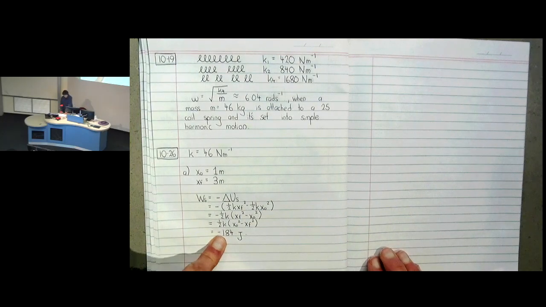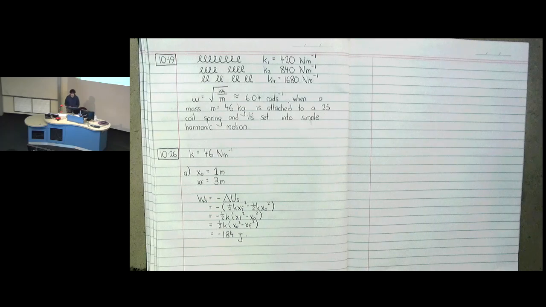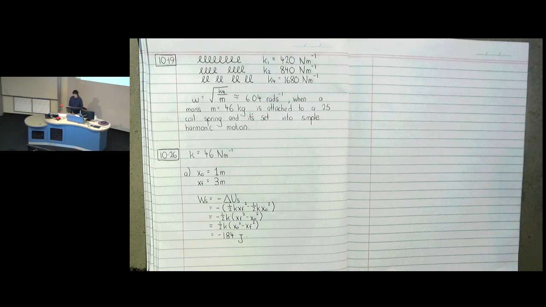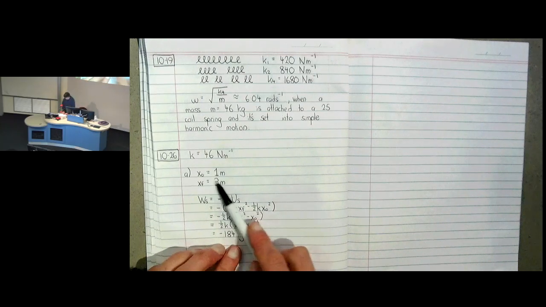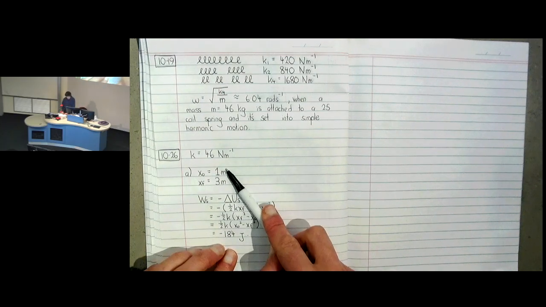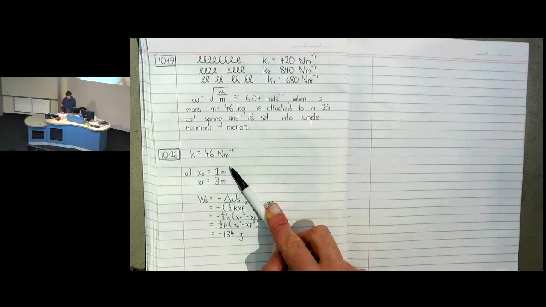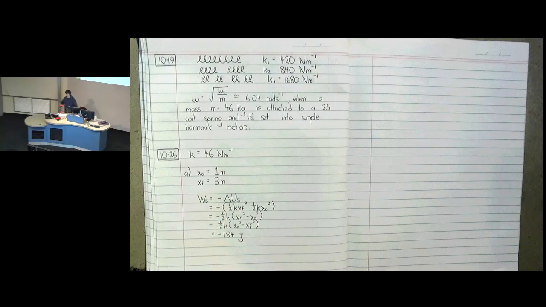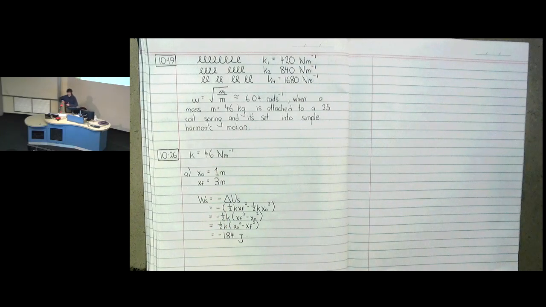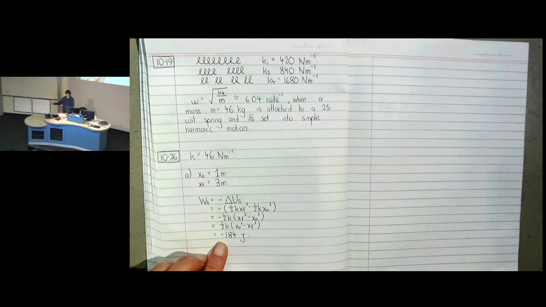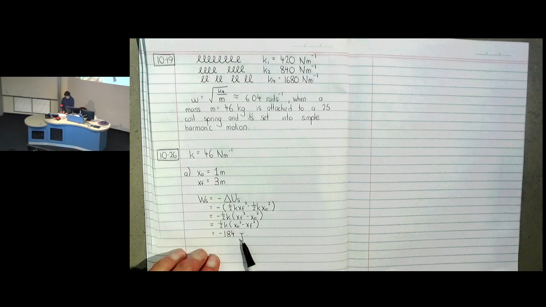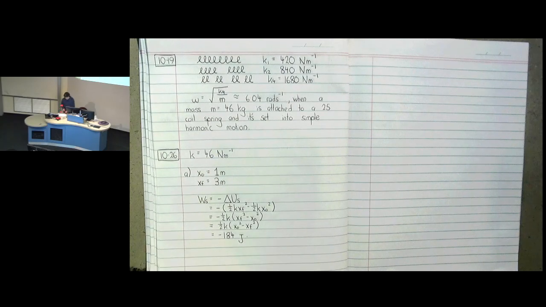And so that spring is doing negative work on the block, which makes sense because as the block goes from a position of plus 1 metre to another position of plus 3 metres, the spring is getting more and more stretched. And so the spring is going to be slowing that block down, which means it's going to be doing negative work on it. It's going to be taking kinetic energy away. So this minus sign here makes sense.